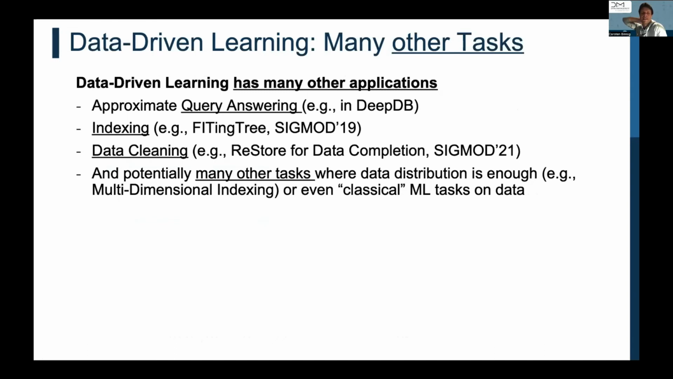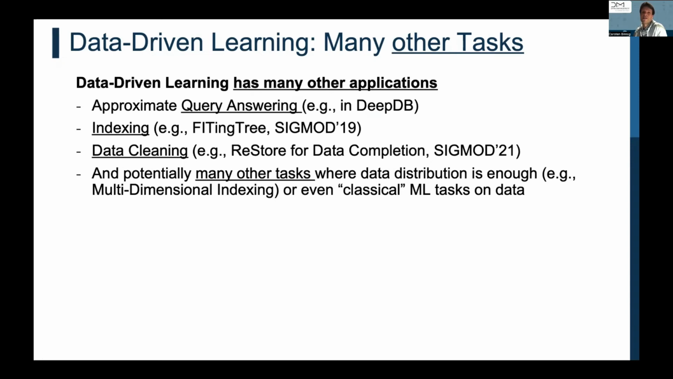And data-driven learning, we've been using this idea of learning data distributions to solve many other database tasks. So we have not only used it for cardinality estimation, but in the same DeepDB paper, we've also shown how we can use data-driven learning for query answering. So in particular for answering aggregate queries in an approximate manner, meaning average and sum queries, for example, can also be answered directly by the model instead of going down to the data. But we have also had other papers where we use this general direction of data-driven learning to solve other database tasks like indexing, data cleaning, and many other tasks are possible.